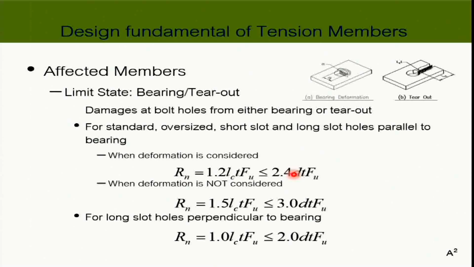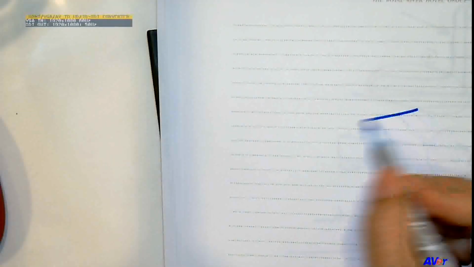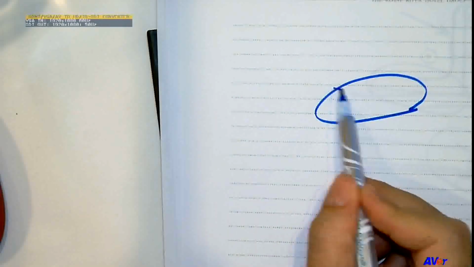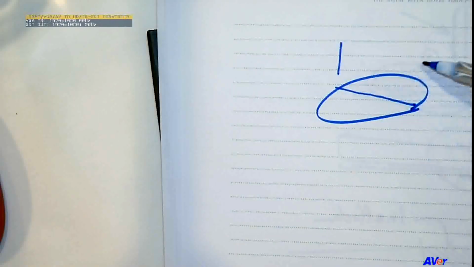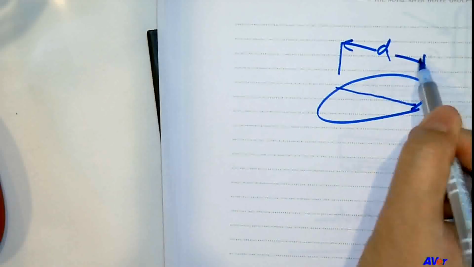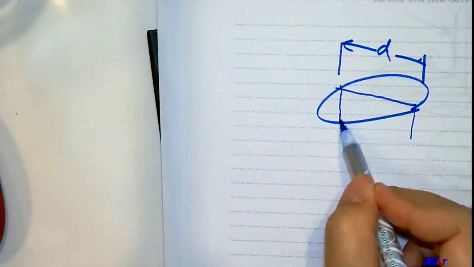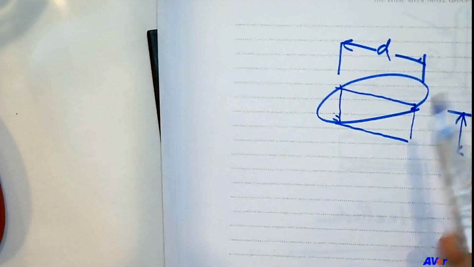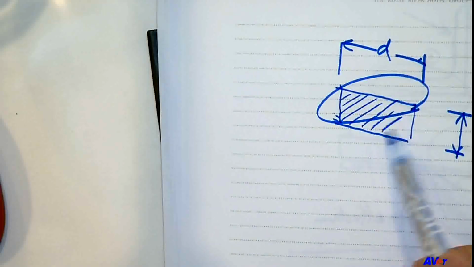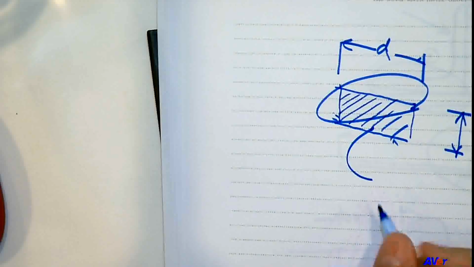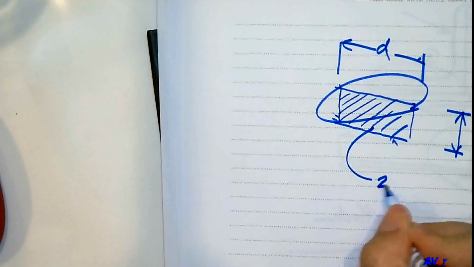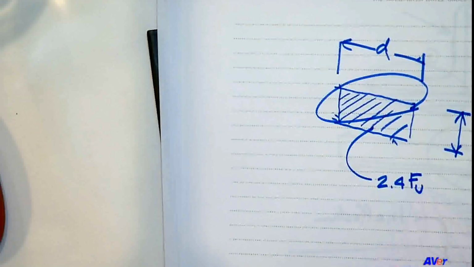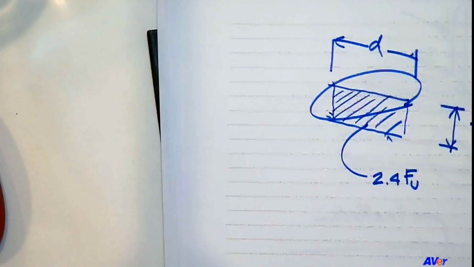If you can see the picture clearly, I shall draw, because I love to draw. If I draw a hole, the projected area is this, right? And that dimension is d. And therefore then you have the plate thickness here, and that is the thickness of the plate, t. So this becomes the projected area, and you have the area multiplied by the strength, which is equal to 2.4 Fu. All right?